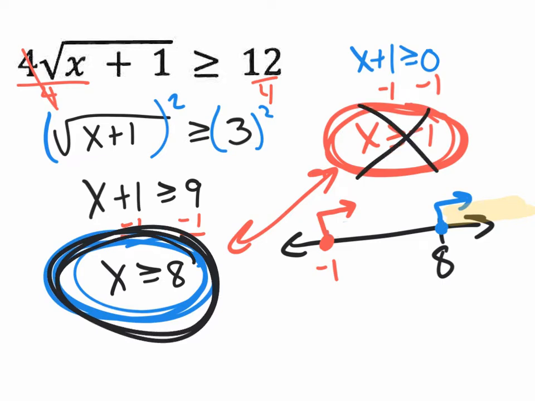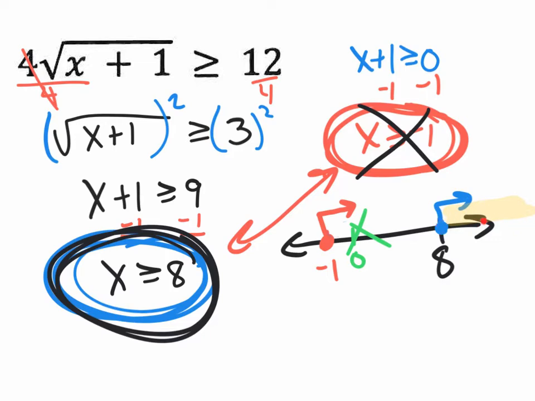Now, of course, let's verify that by testing some points. Let me prove it to you that the answers are not in between the two. If I plug in a value like 0, which is clearly between the two values, check out how it doesn't work. 0 plus 1 is 1, the square root of 1 is 1, and 4 times 1 is 4, and 4 is definitely not greater than or equal to 12. You see how 0 did not work? Now, if you plug in any number that's 8 or greater, it will work.